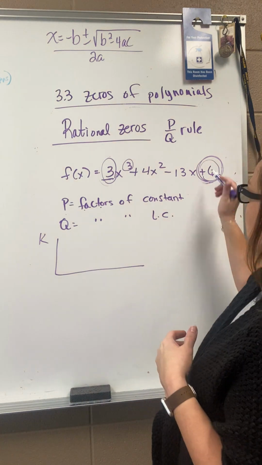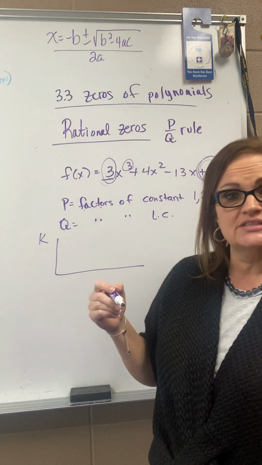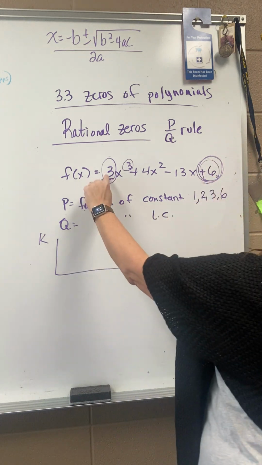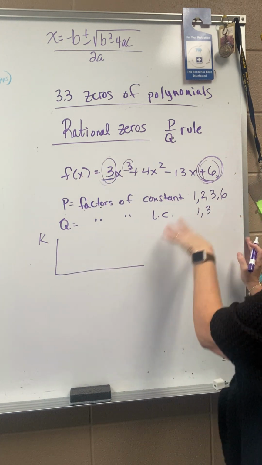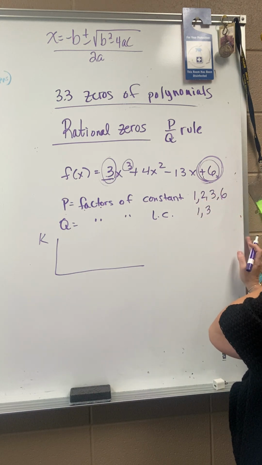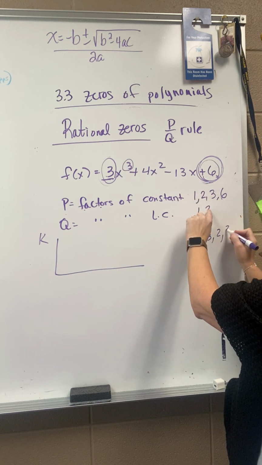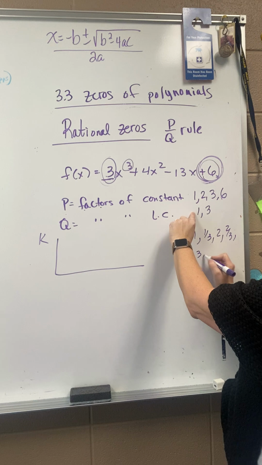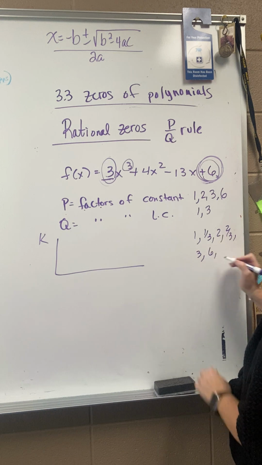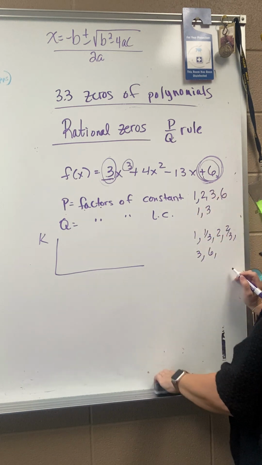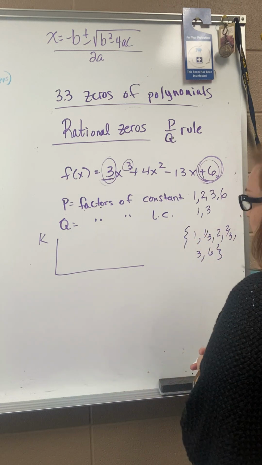If I were to list all the factors of 6, that would be 1, 2, 3, and 6. Everything that goes into 6 evenly. And then factors of 3 would be 1 and 3. So anything that's going to work to give me a zero remainder has to be some combo of these numbers over these numbers, which would be 1 over 1, 1 over 3, 2 over 1, 2 over 3, 3 over 1, 3 over 3, which is 1, I've already got that, 6 over 1, 6 over 3 would be 2, and I already have that. So that narrows down my list of possible rational zeros to try with synthetic division.